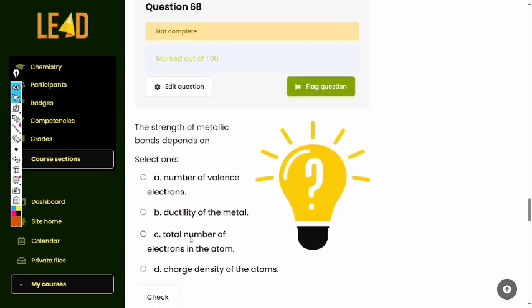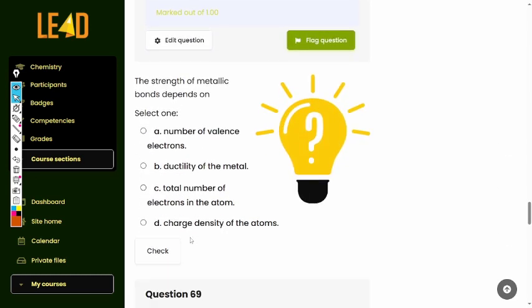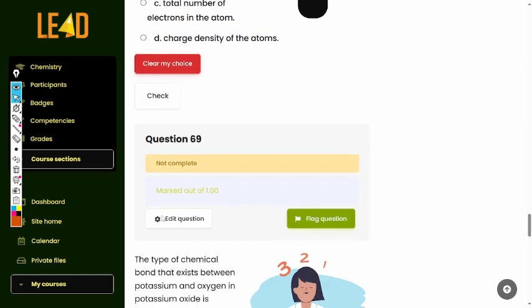68. The strength of metallic bond depends on. Metallic bond is formed when the free electrons in metals get attracted to the positive nucleus of those atoms. The reason why a metallic bond can get stronger is if the number of electrons outside is more. So the higher the valence electrons, the stronger the metallic bond. So the answer is A, number of valence electrons. That is what influences the strength of a metallic bond.